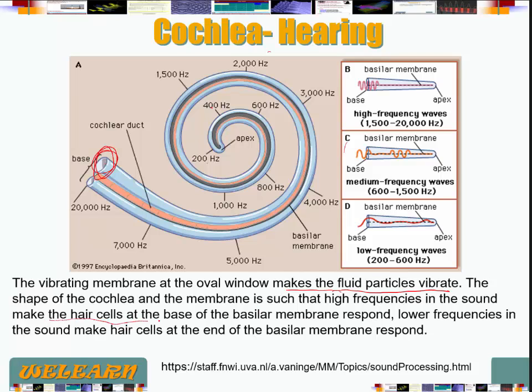There are hair cells at the base of the basilar membrane, what's in orange here. They respond, these hairs, to the frequencies of the sound. Hairs here are going to respond to low frequencies. Hairs here are going to respond to high frequencies.